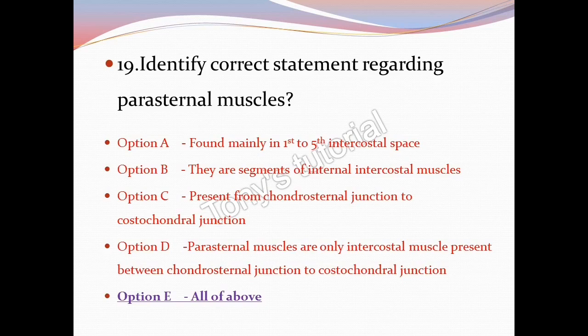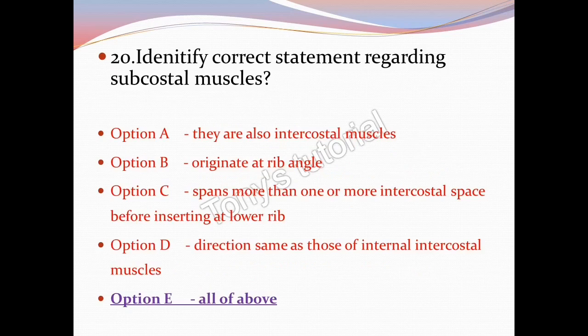So in this junction, there are no internal intercostal muscles present. The intercostal muscles which are present in this junction are known as the parasternal muscle. And the next question, the 20th one, is about the subcostal muscles. All the statements are correct.